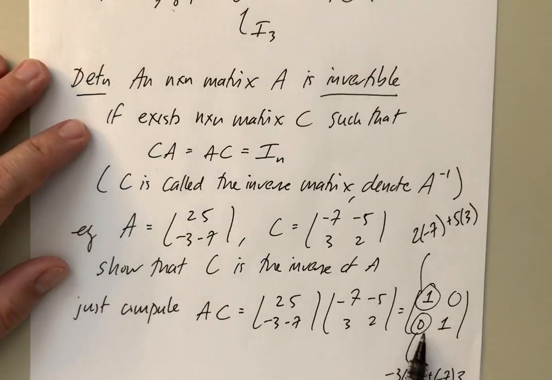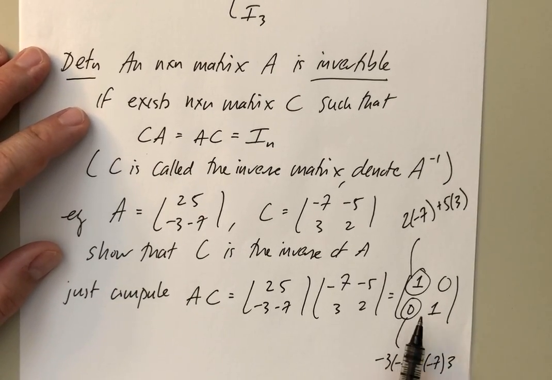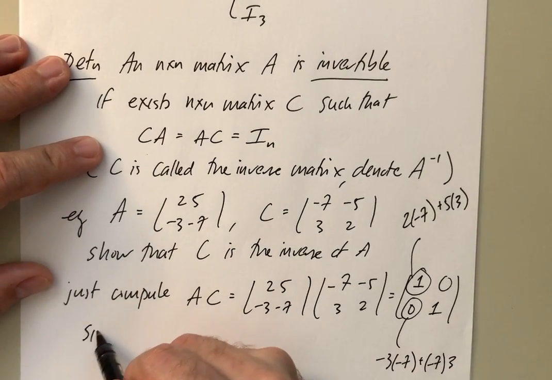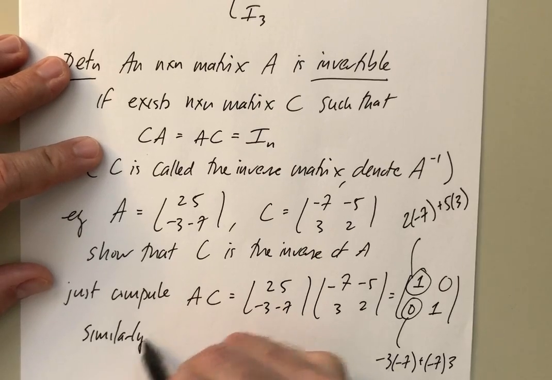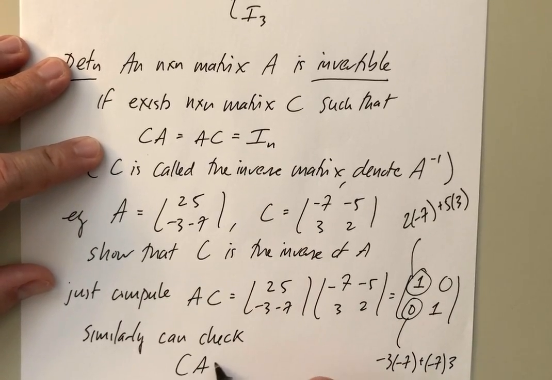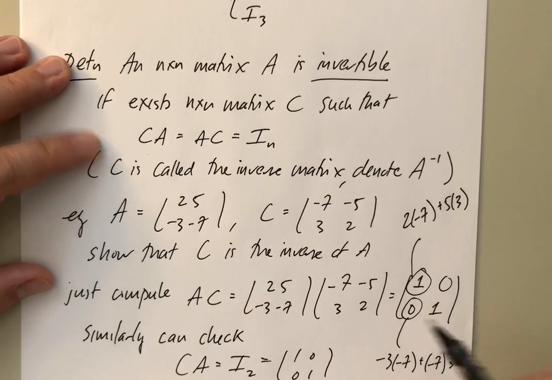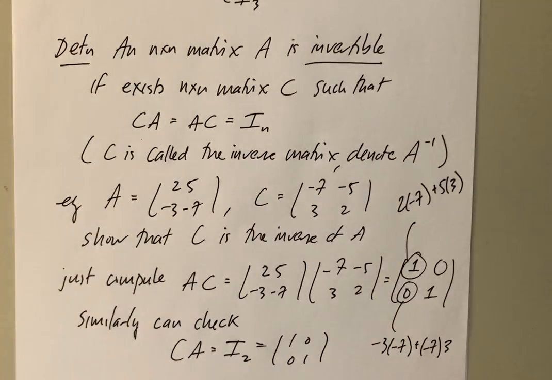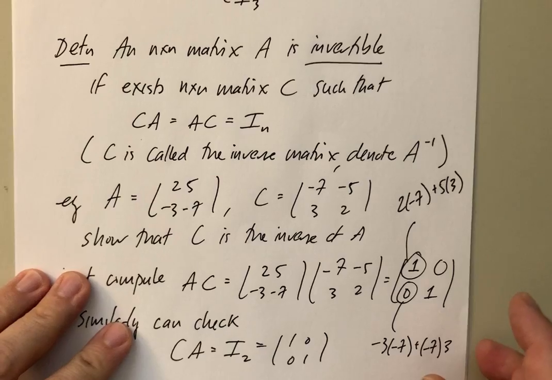So indeed, you get the identity matrix. That's what we want, the I2. And I'm not going to go through this, but you can also check that C times A is I2 as well. Okay? And that's how you check that something's the inverse. You multiply the two things out and you get the identity, then you're good.